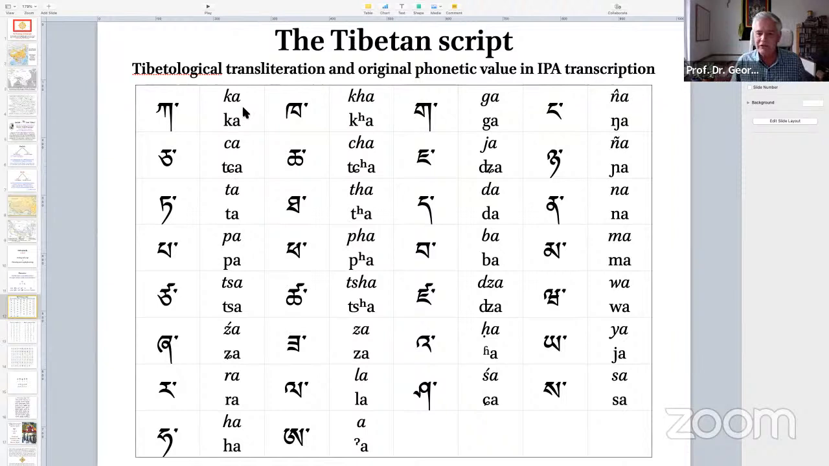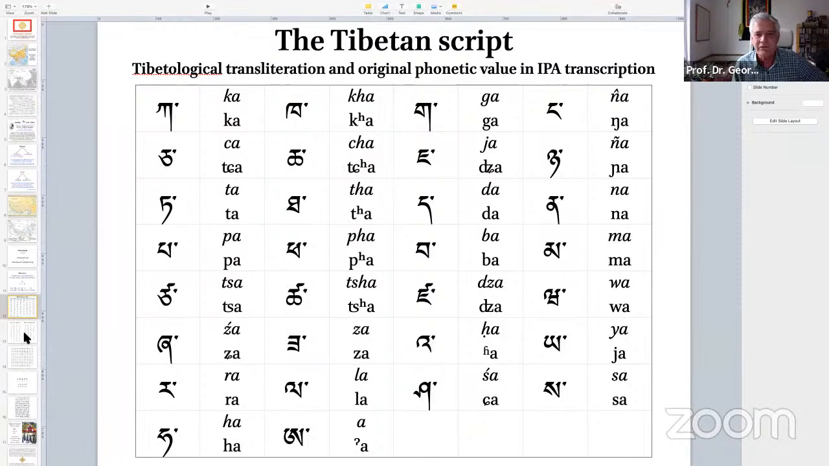So this is the entire inventory, and of course, if you are familiar with an Indic script, this looks very logical. Ka, kha, ga, nga, cha, chha, ja, nya, ta, tha, da, na, pa, pha, ba, ma, tsa, tsha, dza, wa. This is different from many Indic languages. Then zha, za, ha, ya, ra, la, sha, sa. And then we have ha and a, with a glottalized release, whereas this here is with a breathy voice onset release, and this has a sudden glottal release.